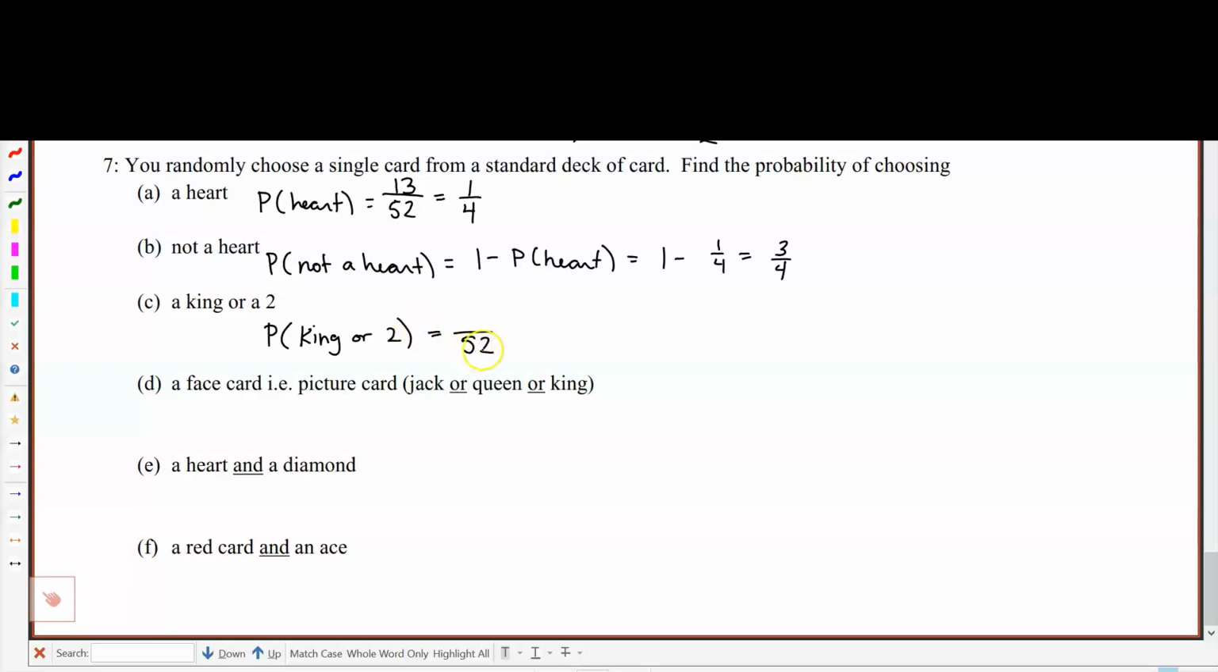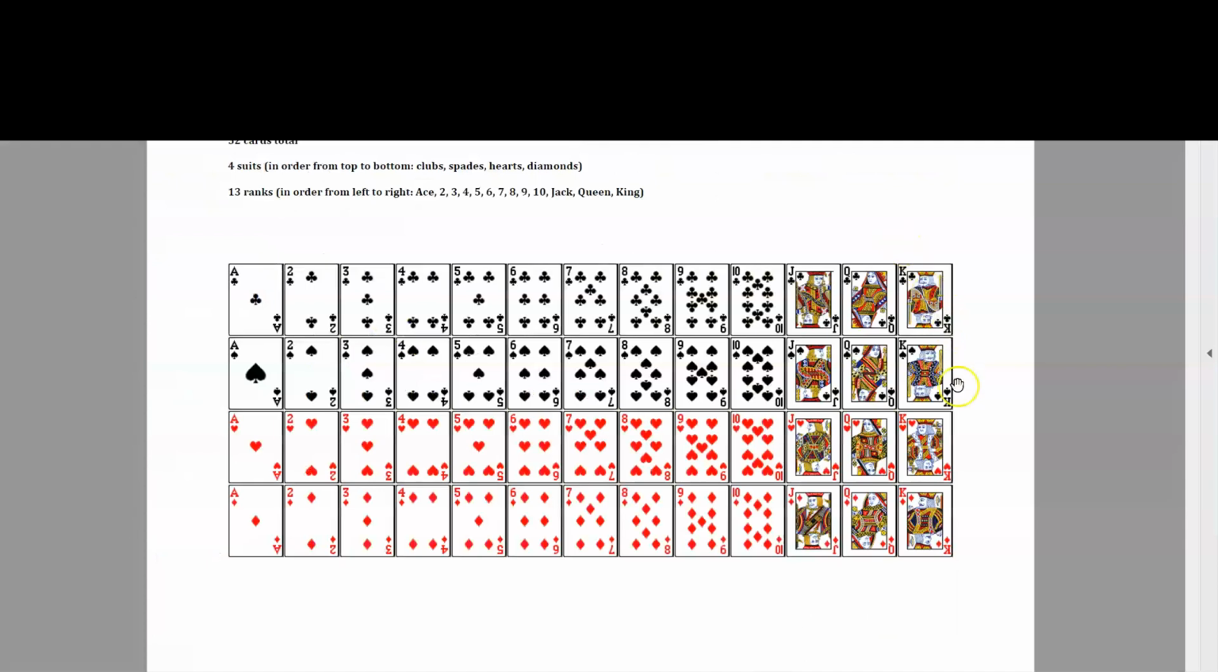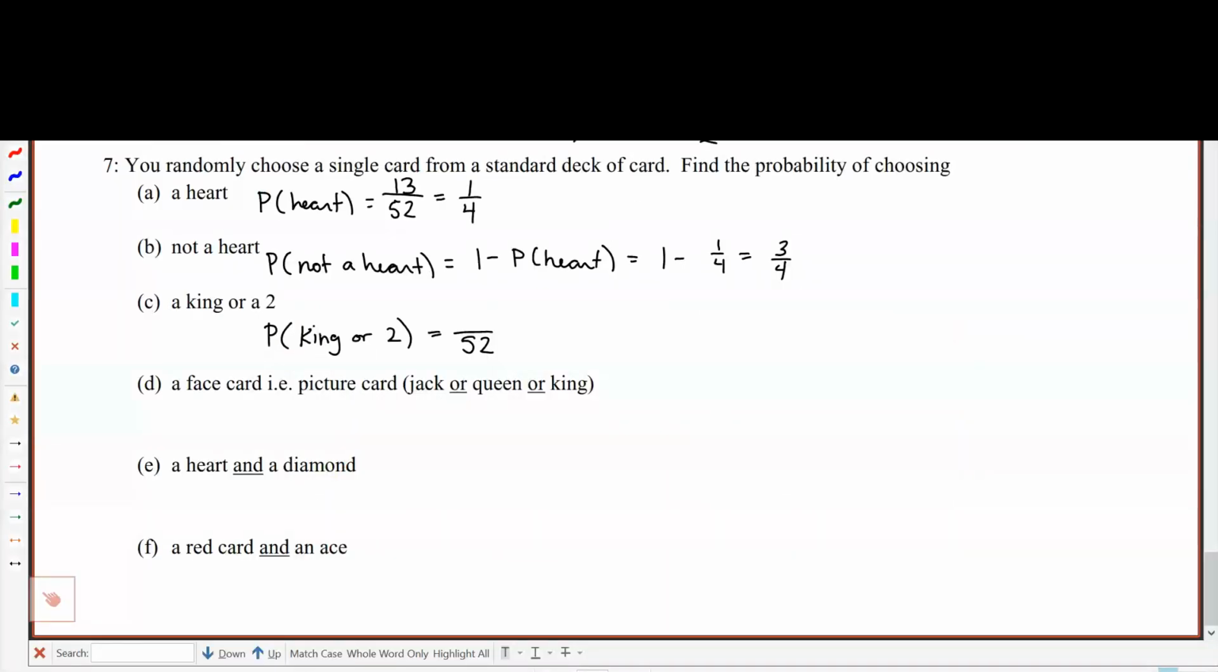Now, how many of those cards satisfy either being a king or being a 2? Well, the kings are over here, so there are 4 cards that satisfy being a king. And the 2s are over here, there are 4 cards that satisfy being a 2. So there'll be 8 cards total. So there'll be 8 cards that satisfy being a king or a 2 out of the 52 cards in the deck, and that simplifies to 2 out of 13.